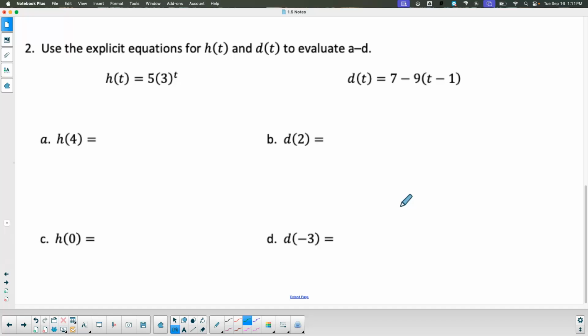H of 4. So we're going to plug 4 in for t in h's function. So that's going to be 5 times 3 to the 4th power. 3 to the 4th power is 3 times 3, which is 9, times 3, which is 27, times 3, which is 81. So that's going to be 5 times 81. So h of 4 is 405.